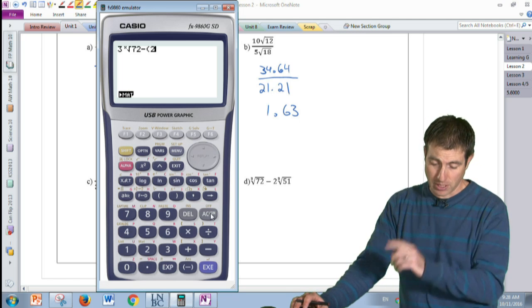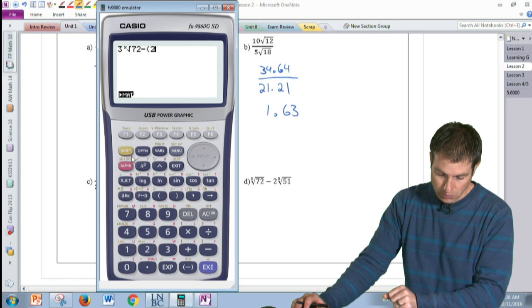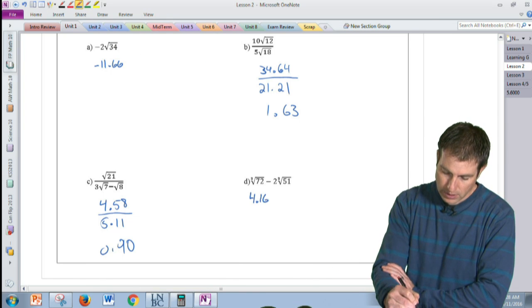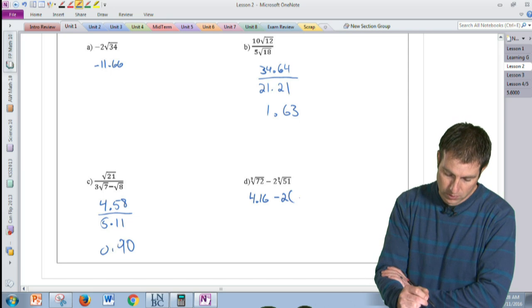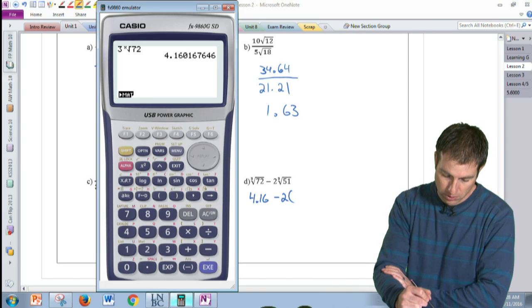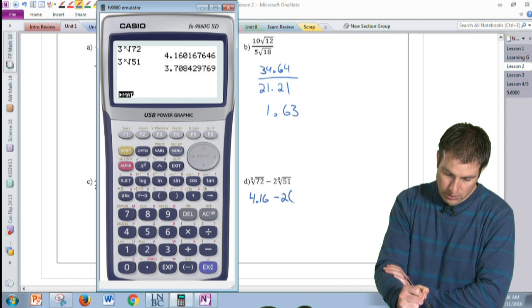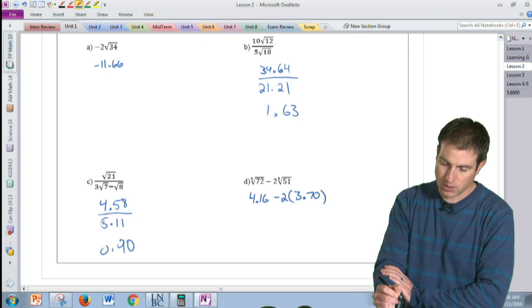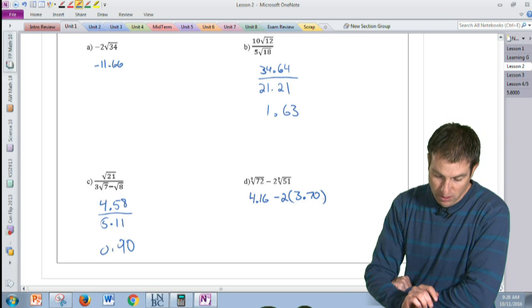All right, I'm going to take a step backwards here. Let's take the cube root of 72 first. So I'm going to go 3 with my root, 72, and that equals 4.16. Then I go minus 2 times the cube root of 51. So I'm going to go 3 again, my root, 51, that's 3.70. There we go.